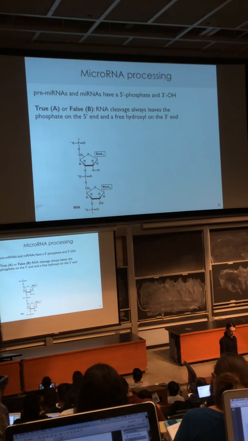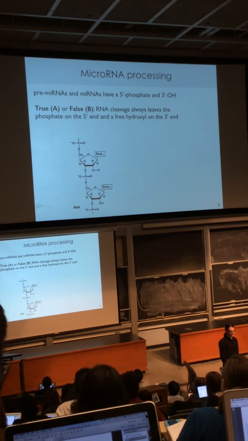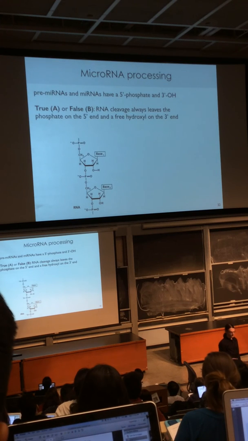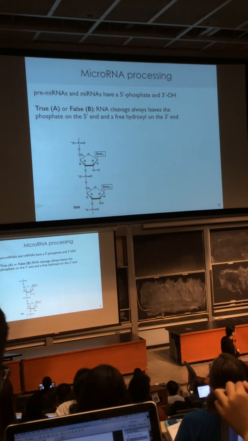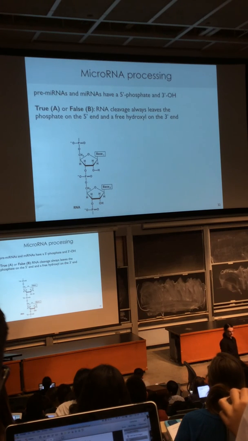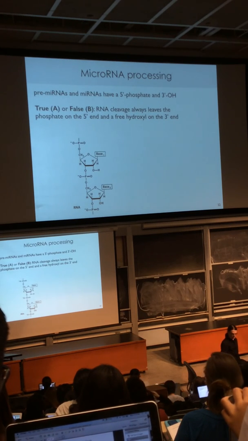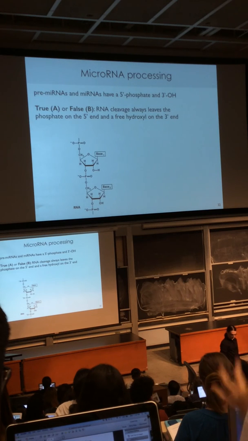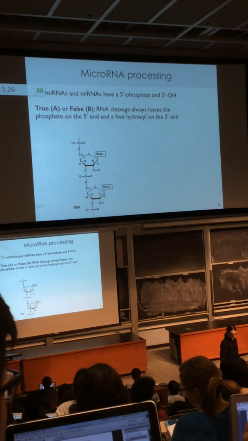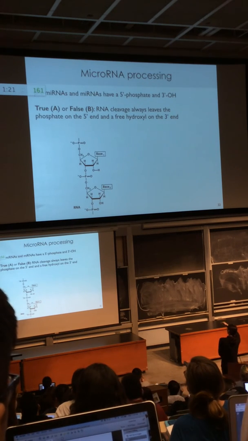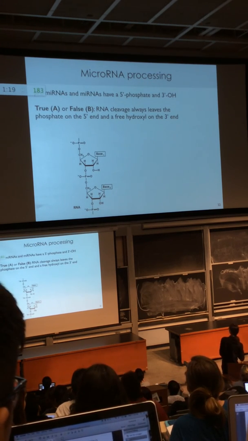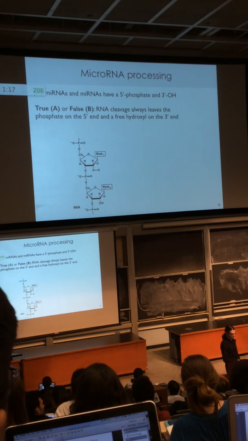So I mentioned that pre-microRNAs, as well as microRNAs, have a 5' phosphate and a 3' OH left on them. And this is just a true-false question: RNA cleavage, like happens in microRNA processing, always has to leave the phosphate on the 5' end and the free hydroxyl on the 3' end. Please go ahead. And here, just for your reference, I've drawn up some RNA to think about how this might be cleaved.